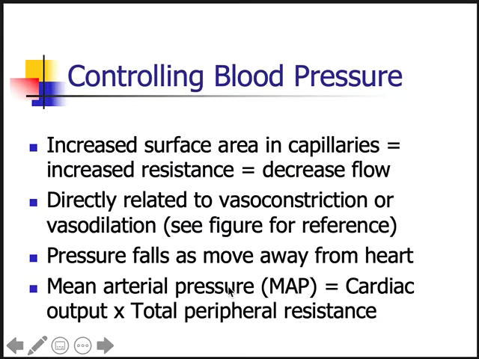Mean arterial pressure is the pressure in all of your peripheral vessels, everything for blood flowing away from the heart, arterial, right? So you take your cardiac output and then you multiply that by all of the peripheral resistance. And that is your mean arterial pressure.